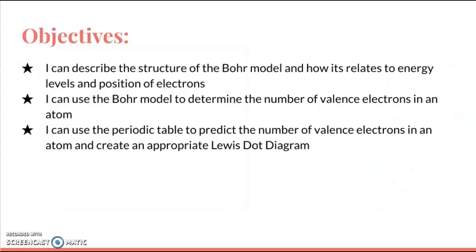All right. So our objectives for today are that you can describe the structure of a Bohr model and how it relates to energy levels and positions of electrons. You're going to then be able to use that Bohr model to determine the number of valence electrons in that atom. And then you're going to be able to use the periodic table to determine the number of valence electrons in an atom and create an appropriate Lewis dot diagram. So if you need to pause the video to copy these down, do so now, but we are going to keep going.